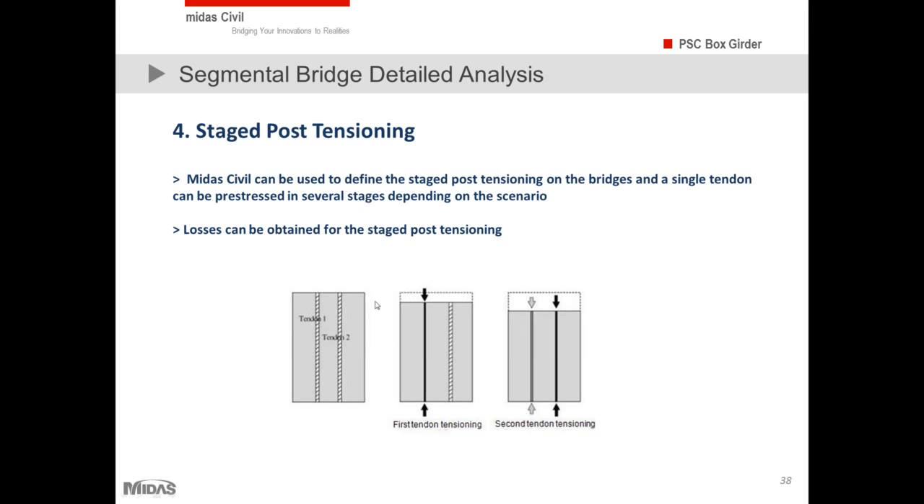Let's say in this example I've shown you there are two tendons, tendon 1 and tendon 2. The first tendon is pre-stressed in stage 1, and then a new segment is added, and the second tendon is pre-stressed. Both tendons are post-tensioned, but due to the second tendon, the first tendon will have some elastic deformation loss, and MIDAS Civil can precisely calculate this elastic deformation loss in the first tendon.